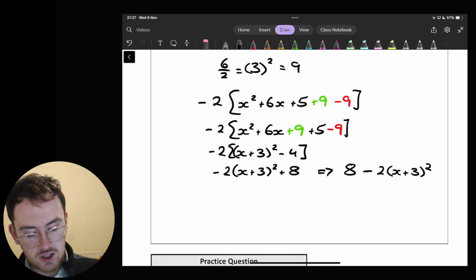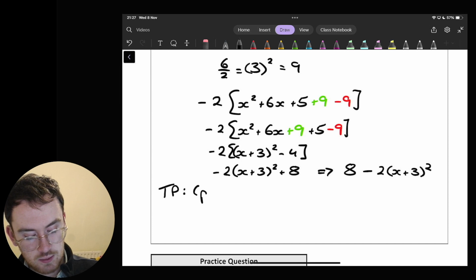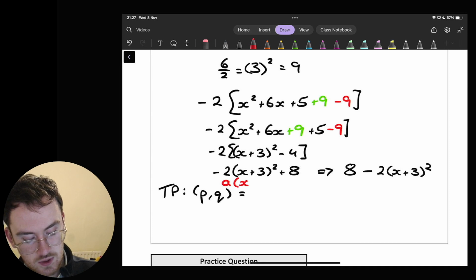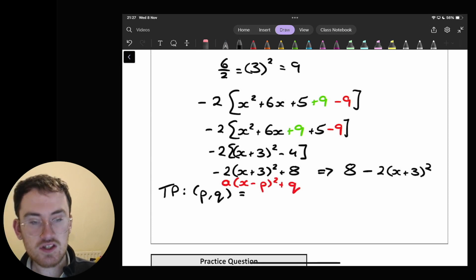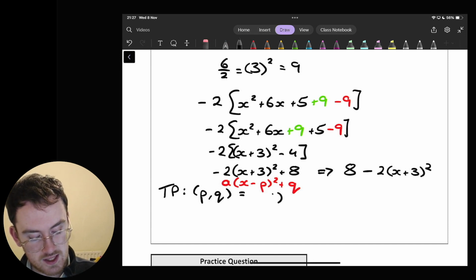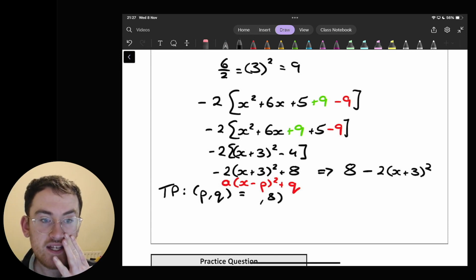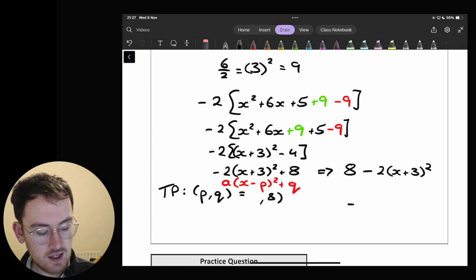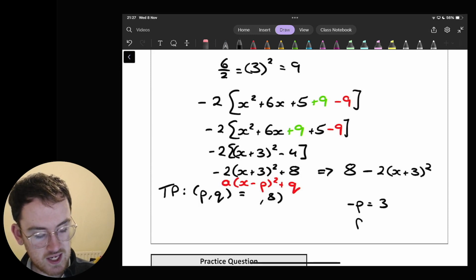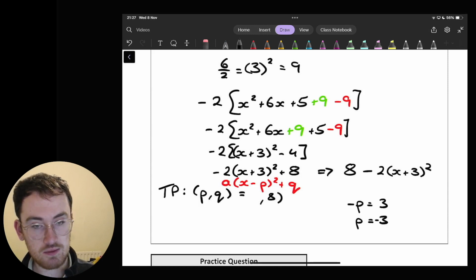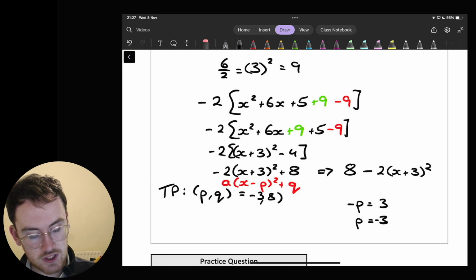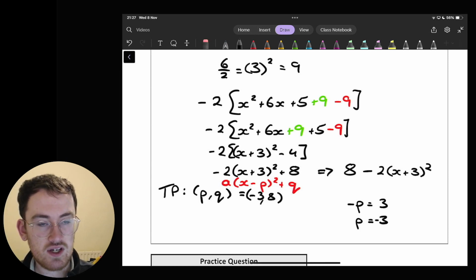So looking, first of all, I'm going to look for my turning point. My turning point there, as we know, is the point PQ. Looking at my question here, we know that a general completed square form is something like this. Matching that up, we can see straight away that Q is 8. We know that minus P is equal to 3, and if minus p is 3, that means p must be minus 3. So my point there is minus 3, 8.